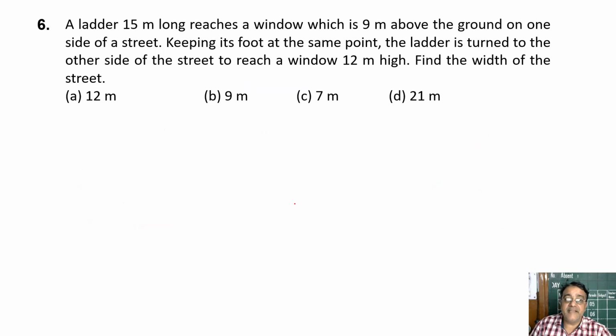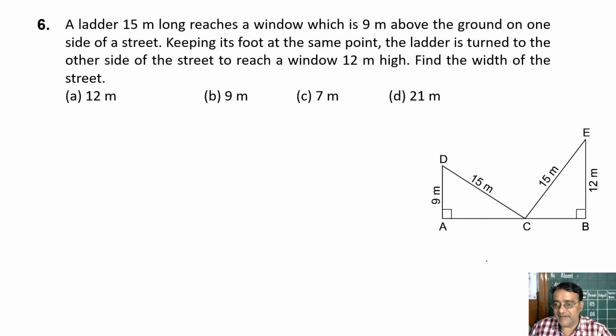A ladder 15 meter long reaches a window which is 9 meter above the ground on one side of a street, keeping its foot at the same point, and the ladder is turned to another side of the street to reach a window 12 meter high. Find the width of the street. So very good question. First we are going to make one rough diagram. See, this is the length of the street.